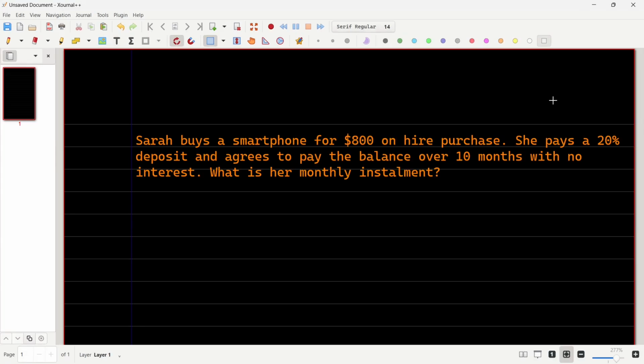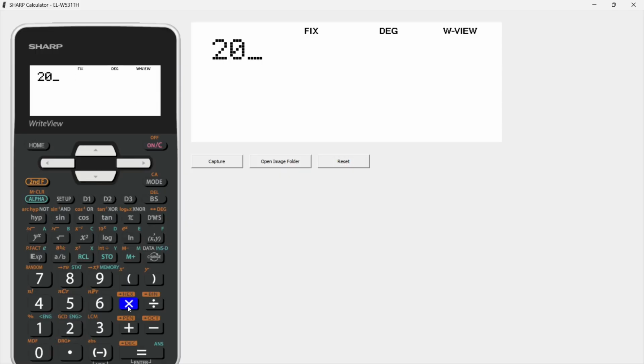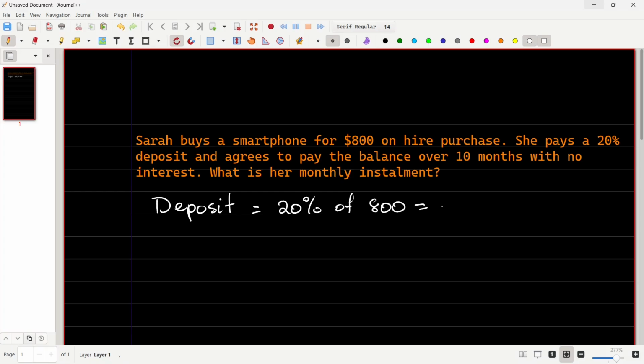Sarah buys a smartphone for $800 on hire purchase. She pays 20% deposit and agrees to pay the balance over 10 months with no interest. And you're supposed to figure out what's her monthly installment. So the first thing we say is we're going to figure out the deposit. So deposit is equal to 20% of 800. And I just simply type that in my calculator and I will get the answer. So 20 times 800%, and I get 160. So $160 is the deposit.